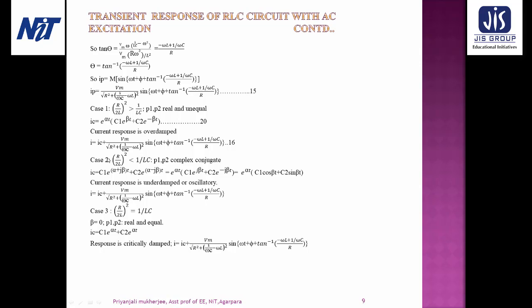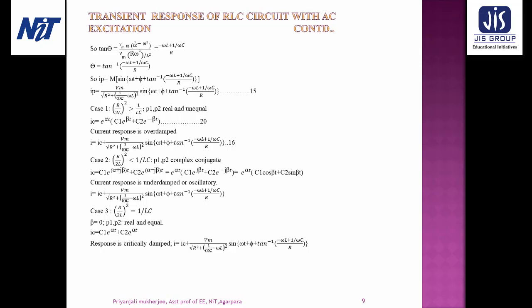And the next case, when (R/2L)² is less than 1/LC, then P1 and P2, both poles, are complex conjugate poles, and the I_C part becomes e to the power αt into (C1 cos βt plus C2 sin βt). The overall current response becomes this I_C part plus the I_P part, and the I_P part remains constant, and the current response is underdamped, or the oscillatory response.